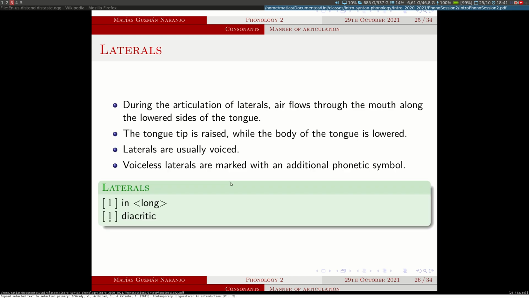Right, now we come to another type of sound, which are laterals. In laterals, the air stream passes around the tongue, basically, and along the lower sides of the tongue. The tongue tip is raised and the body is lowered, and most laterals are voiced. Voiceless laterals do happen, but we usually have to mark them with a diacritic.